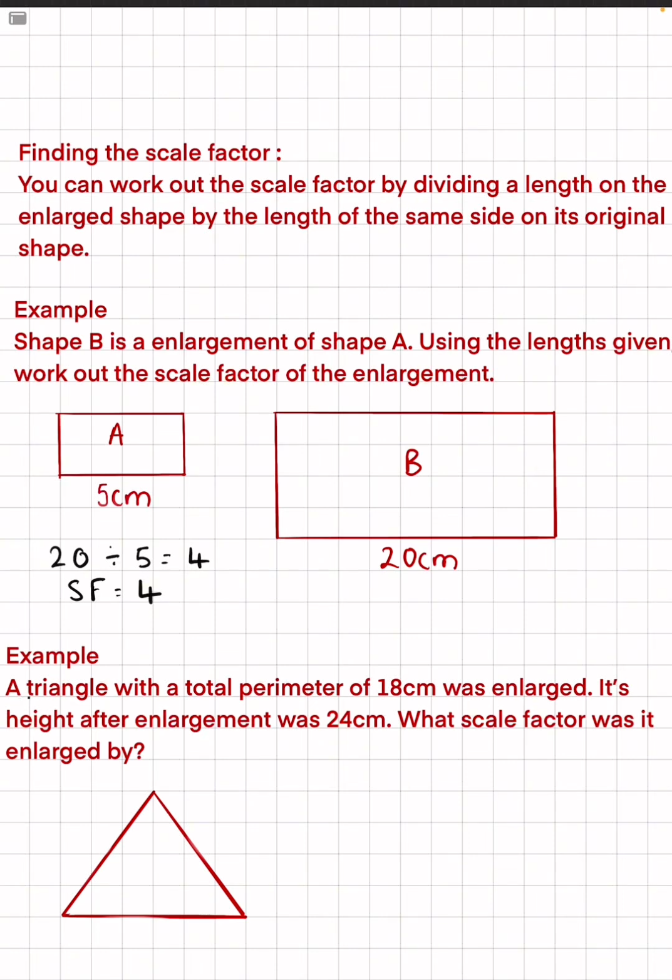Here's another example. It says a triangle with a total perimeter of 18 centimeters was enlarged. Its height after enlargement was 24 centimeters. What scale factor was it enlarged by? We need to work out the length of one side. We've been given the perimeter of the shape, which is 18 centimeters. And the shape has 3 sides, 1, 2, 3. To work out the length of one side, we need to do 18 divided by 3, which equals 6 centimeters. So each side must be 6 centimeters.